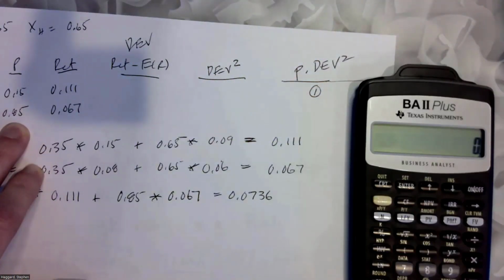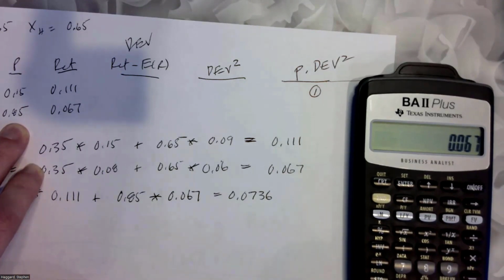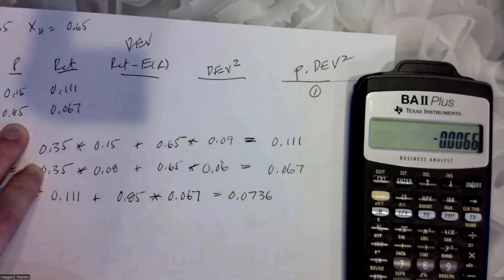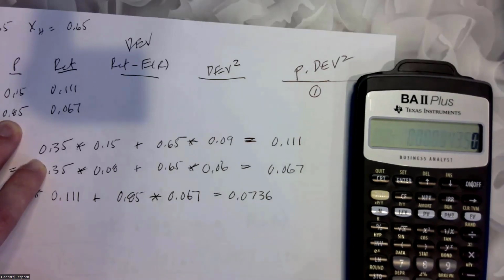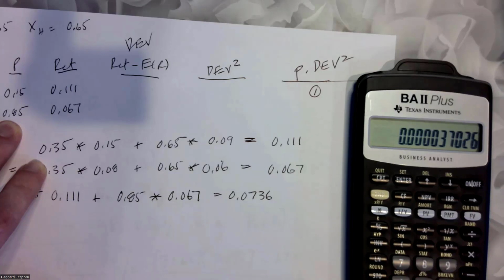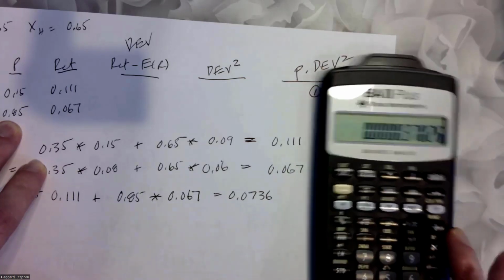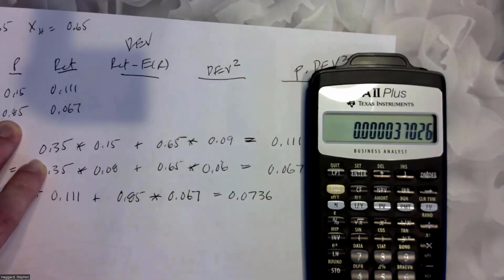Now the next one, I'm going to say 0.067 minus recall 0 equals, then I'm going to square it and multiply by the probability, 0.85 equals. I'm getting 0.0000370026. Is that what you guys are getting? Did I mess that up? No, I think I got that right. That's what I got. Okay, store 2.